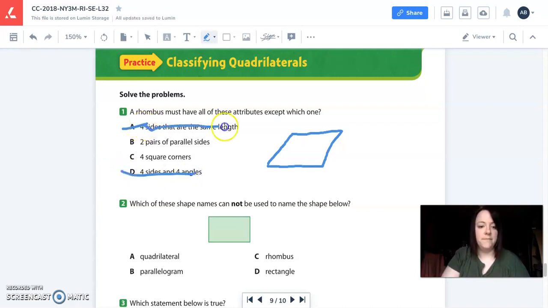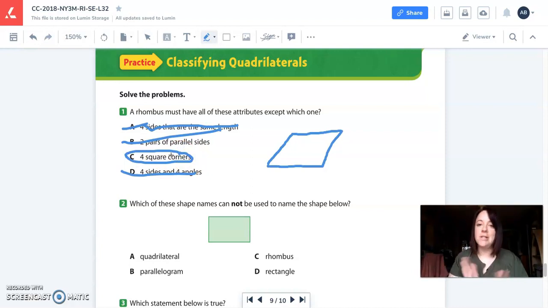And then B, we said 2 pairs of parallel sides. Well, let's check. 1, parallel, parallel. So B is not correct. So our answer is, whoa. Let's try that again. Our answer is going to be C. Goodness, Ms. Barker is learning all of this stuff just as much as you guys are, so you have to bear with me a little bit, okay?